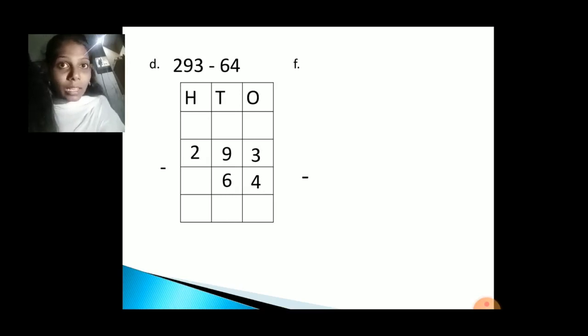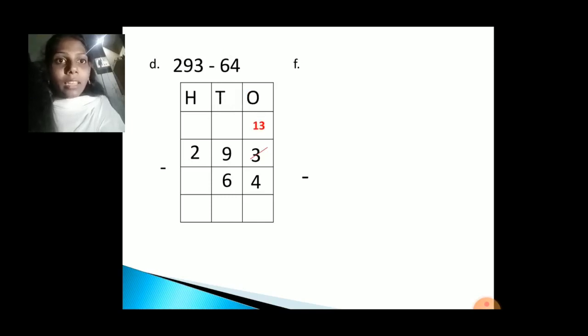For solving this sum, we will start from the ones place. Very good. So here 3 minus 4. 3 is smaller than 4. So can it be subtracted? No. Is it possible? No. So in this situation what we will do? We will borrow from the tens place. So here 110 plus 3 ones equals to how many? 13 ones. So we will cut 3 and instead of 3 we will write 13.